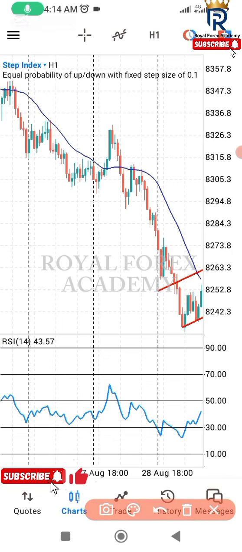Of course, you see this pullback. This is not our entry, but here we have our entry. This is our entry, RSI below 50.